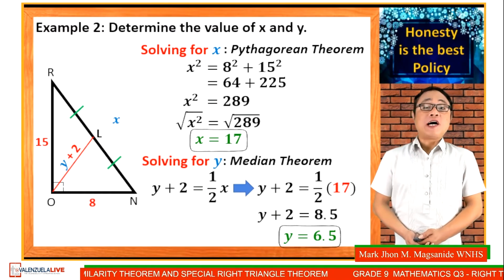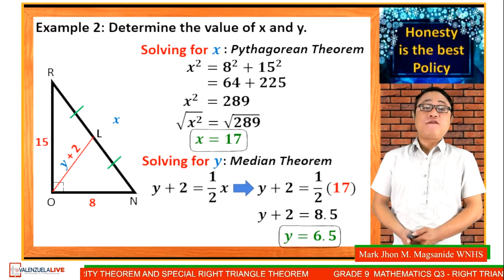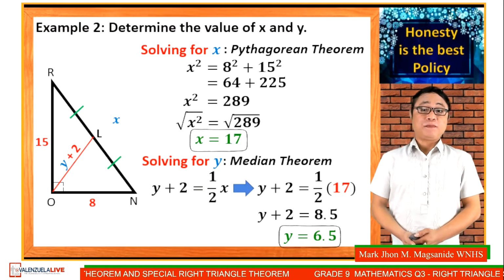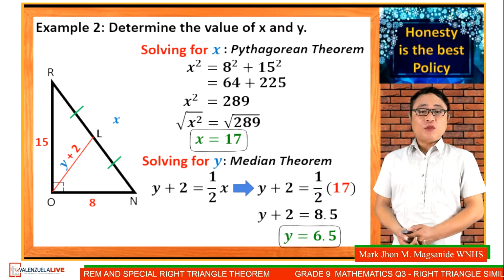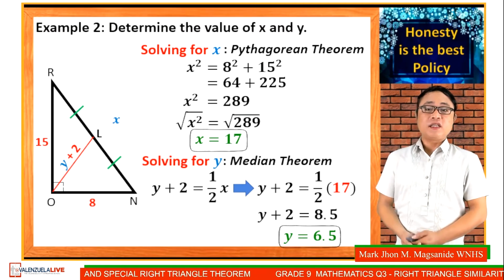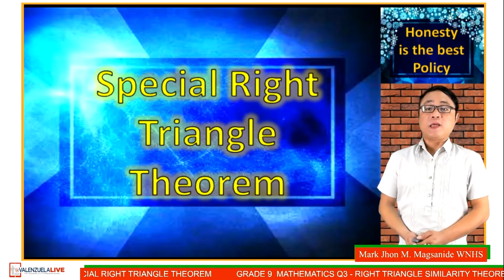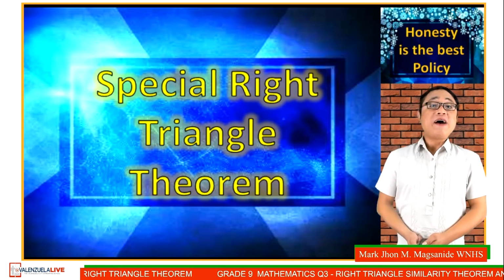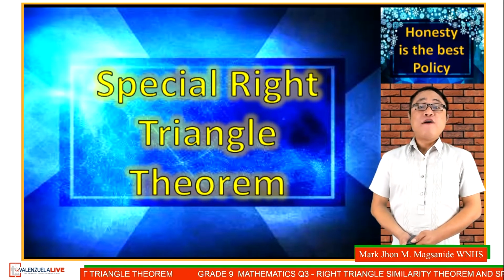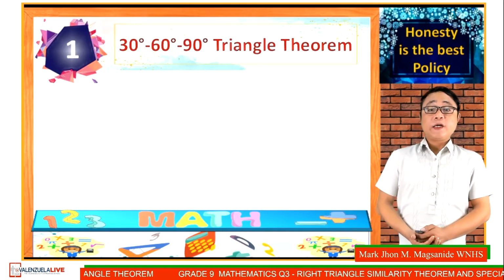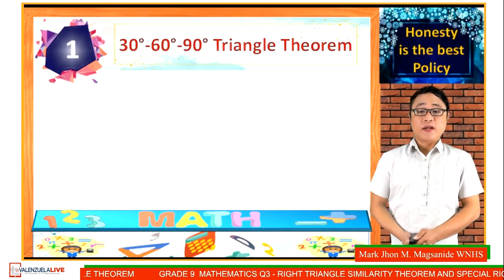We are now done with the theorems of right triangle similarity. Let us now proceed to the last part of today's lesson, which is the special right triangle theorem. So we have two theorems for this. First is the 30, 60, 90 triangle theorem.